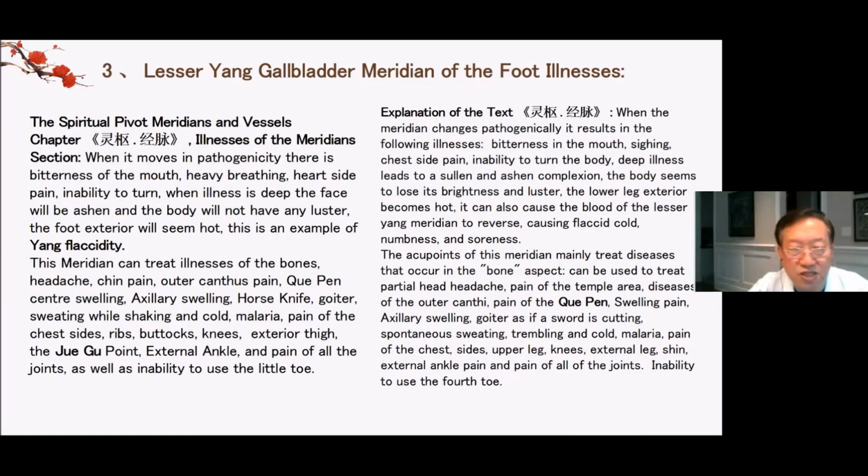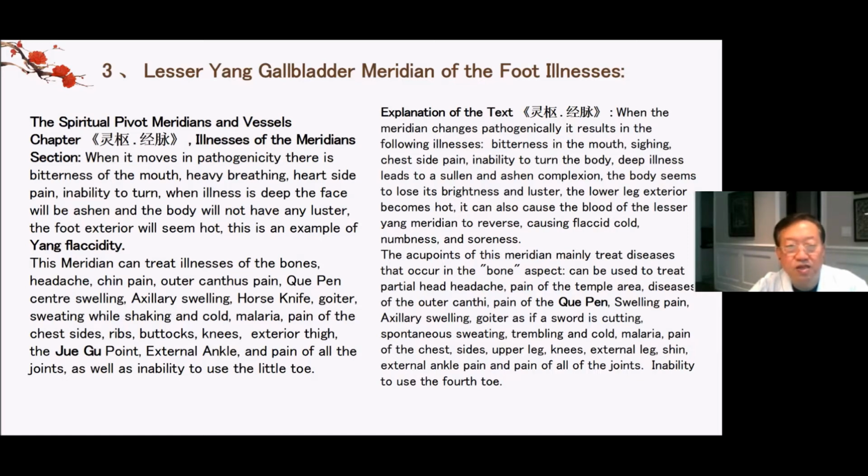Explanation of the text. When the meridian changes pathogenically, it results in the following illnesses: bitter in the mouth, sighing, chest side pain, inability to turn the body. Deep illness leads to a sullen and ashen complexion. The body seems to lose its brightness and luster. The lower leg exterior becomes hot. It can also cause the blood of the lesser yang meridian to reverse, causing flaccid cold, numbness, and soreness.